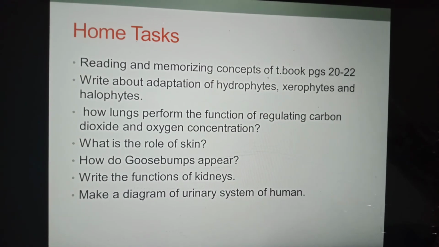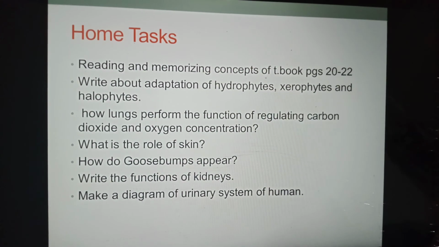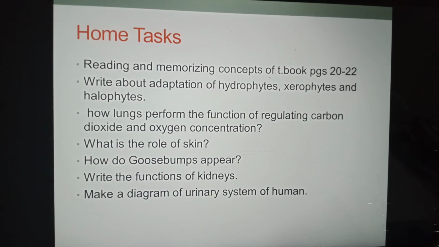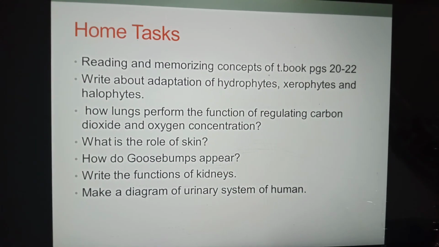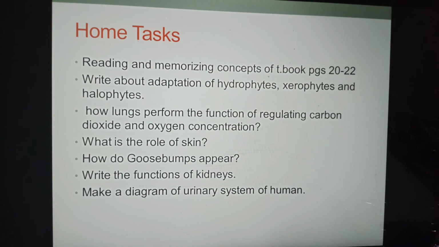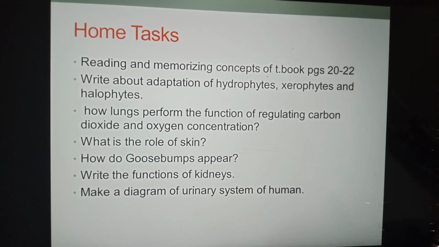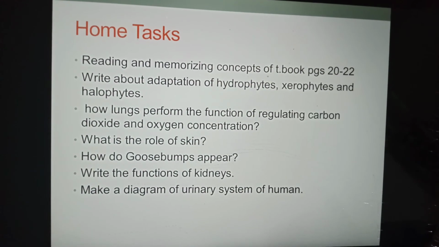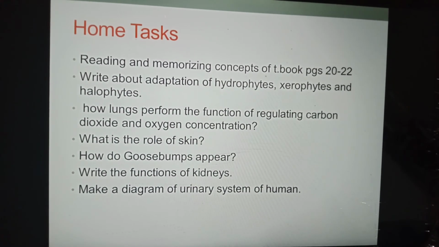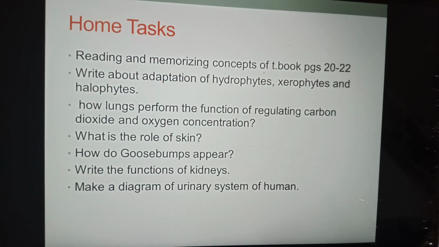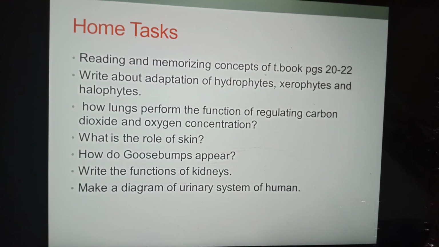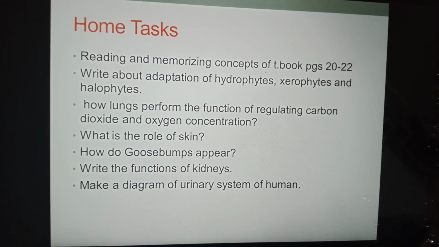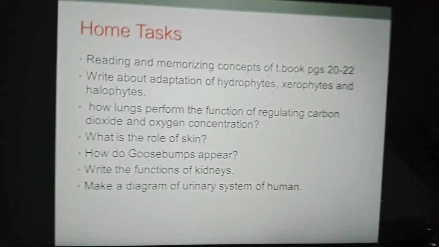Now it's time to discuss the home tasks for day 1: reading and memorizing concepts from textbook pages 20 to 22. Write about adaptations of hydrophytes, xerophytes and halophytes. How do lungs perform the function of regulating carbon dioxide and oxygen concentration? What is the role of skin? How do goosebumps appear? Write the functions of kidneys. Make a diagram of the urinary system of humans.